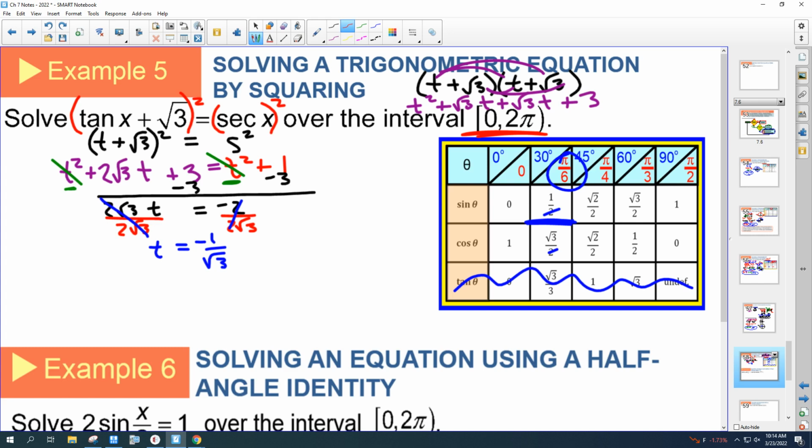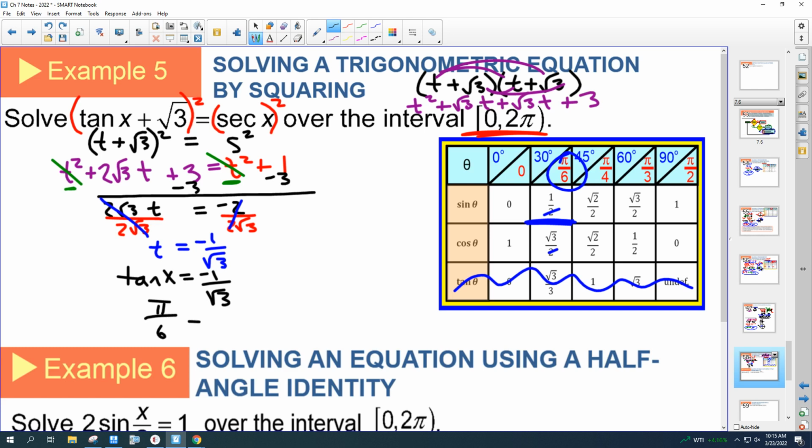Okay? So I guess I forgot to switch back to trig, but that t stood for tangent x. And so tangent x is negative 1 over square root of 3. I know we're talking about a pi over 6 negative. Okay? This is a pi over 6 negative.